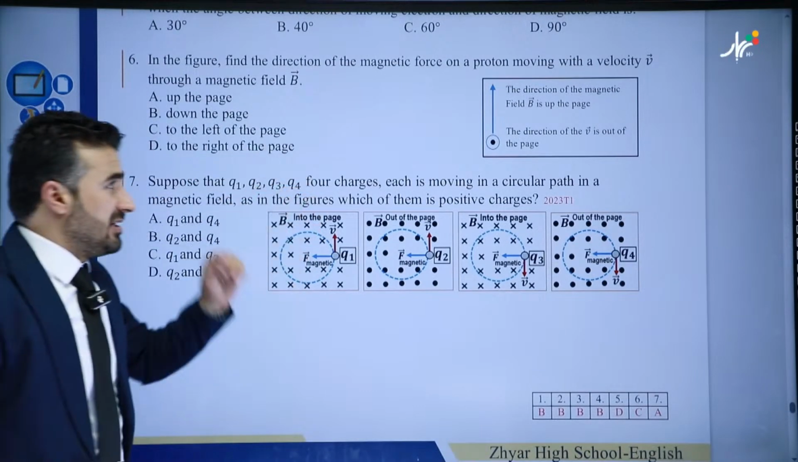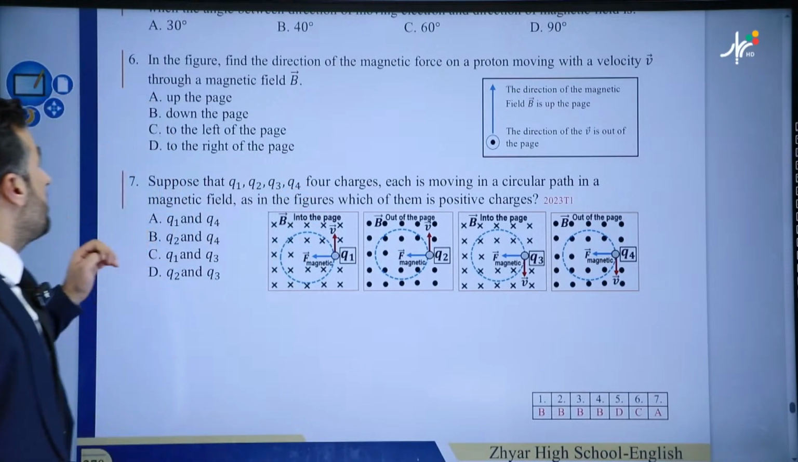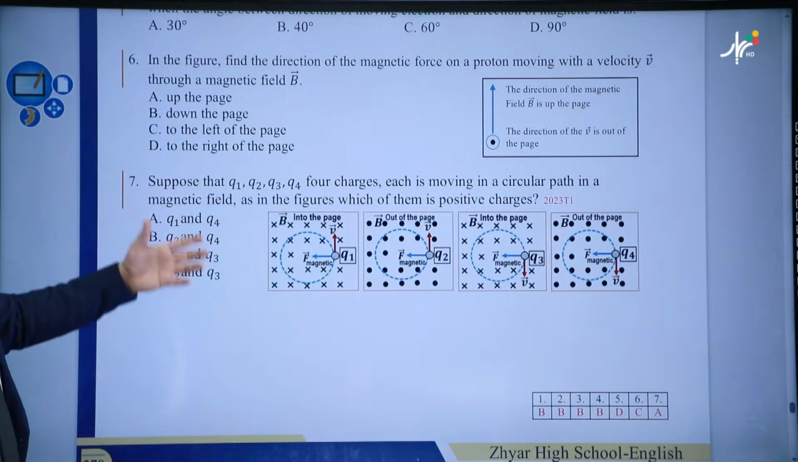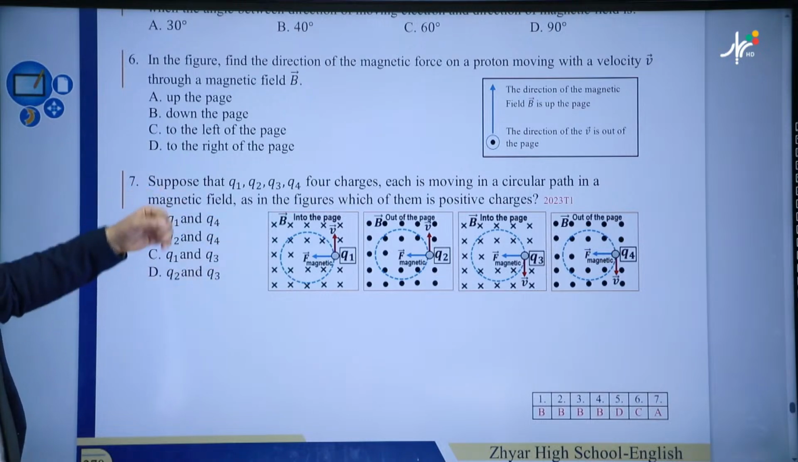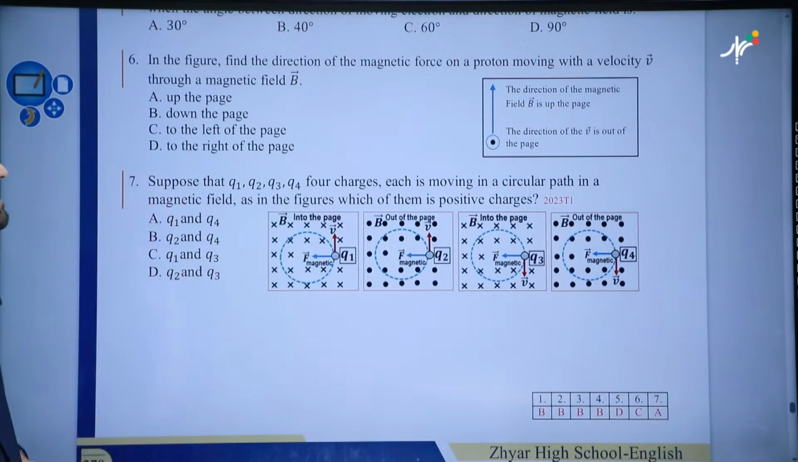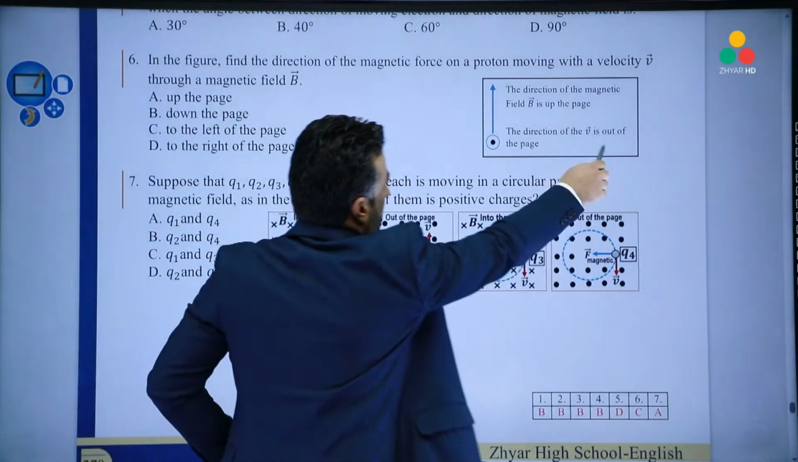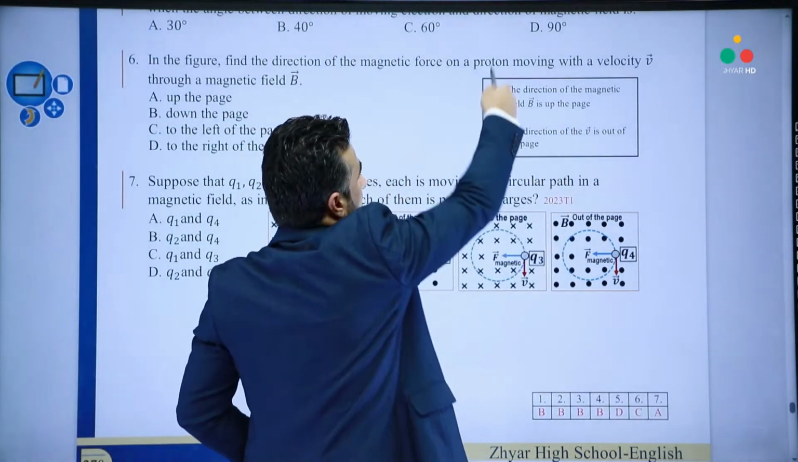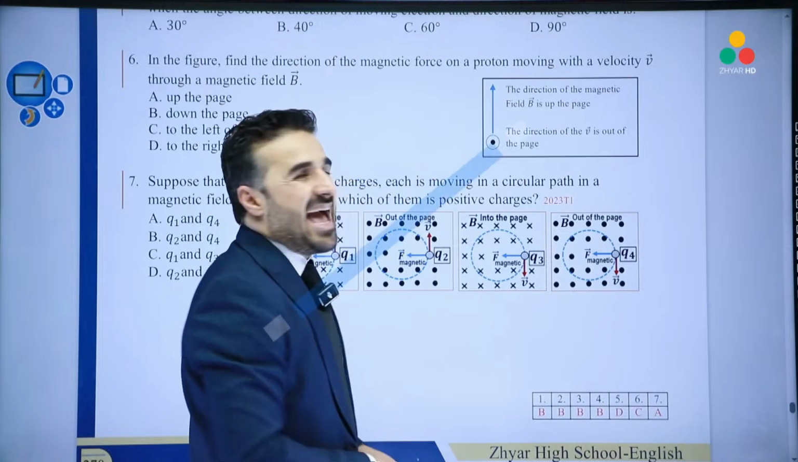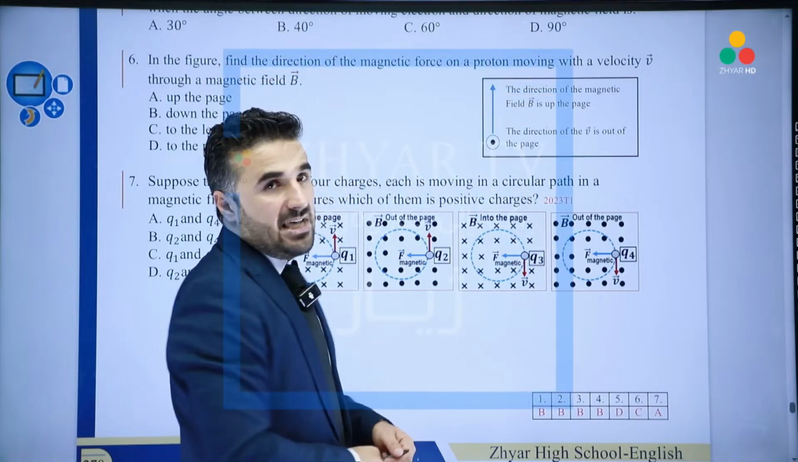Question 6 is also interesting. It says, in the figure, find the direction of the magnetic force on a proton moving with a velocity, let's say v, through a magnetic field as shown in the picture here. So watch this. This is the direction of v, which is out of the page. This is the direction of the magnetic field, which is, let's say, up the page. What would be the direction of the magnetic force here?